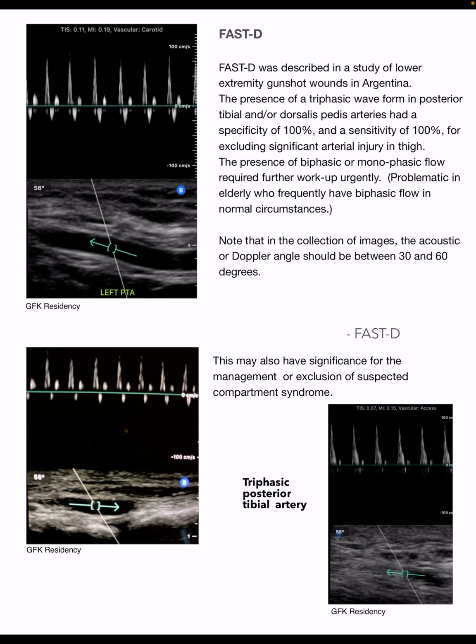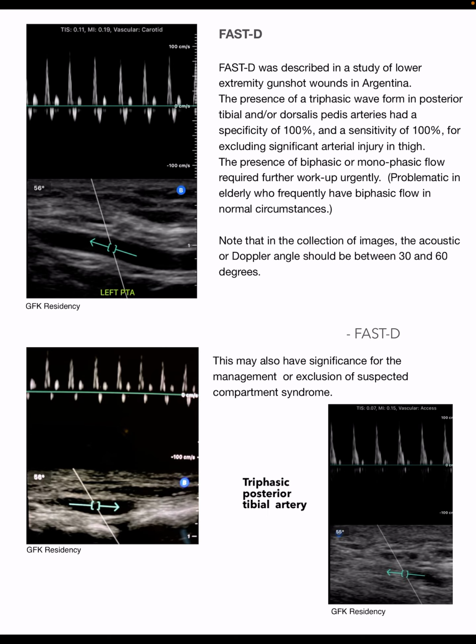FAST-D was described in a study of lower extremity gunshot wounds in Argentina. The presence of a triphasic waveform in the posterior tibial and or dorsalis pedis had a specificity of 100% and a sensitivity of 100% for excluding significant arterial injury in the thigh. The presence of a biphasic or monophasic flow required further workup urgently.